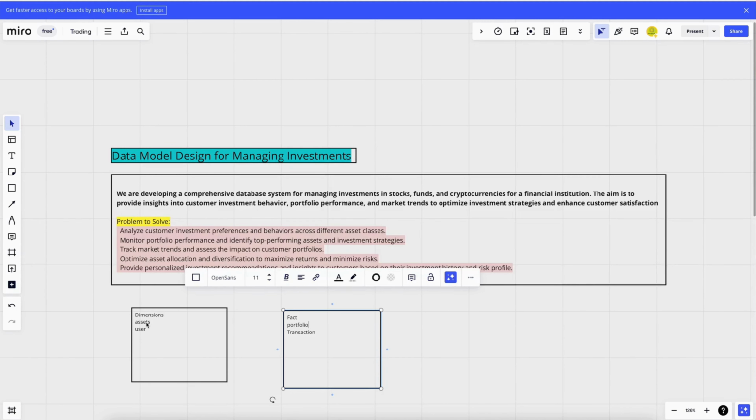And the asset table is what kind of asset it is, like what is the symbol for that one, what is the ID for that, what is the company name, and to which sector it can belong. So let's start with the asset table.